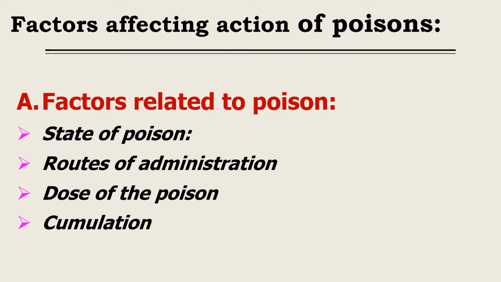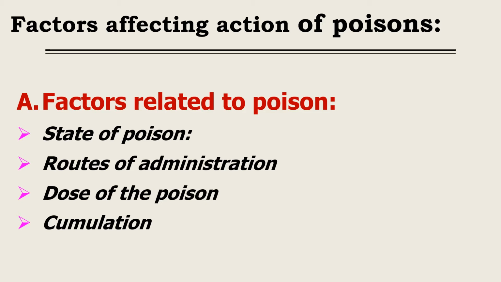The second important factor is the nature of the poison. Either it comes in liquid form, solid form, or gaseous form. And you know that the gaseous form will be more rapidly absorbed than the liquid, and the liquid will be absorbed more rapidly than the solid form. So this is the second factor, which is the state of the poison.